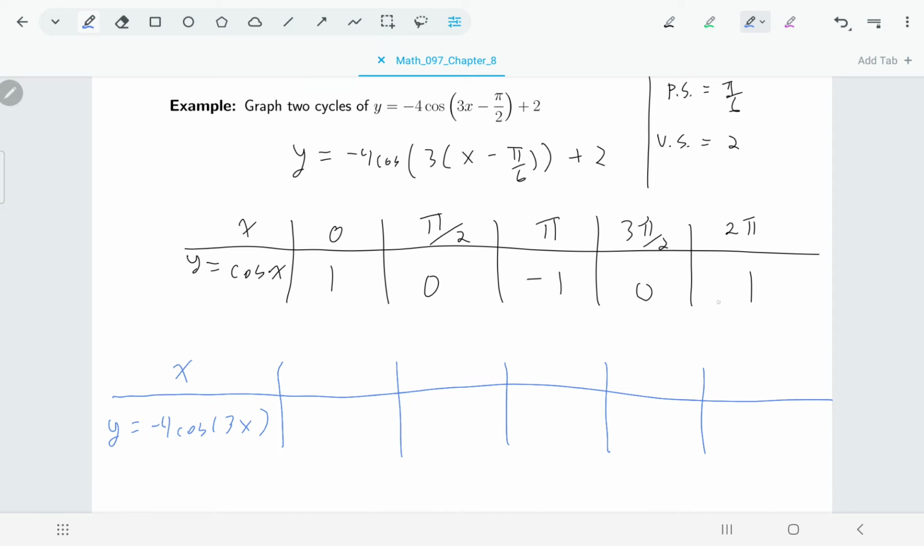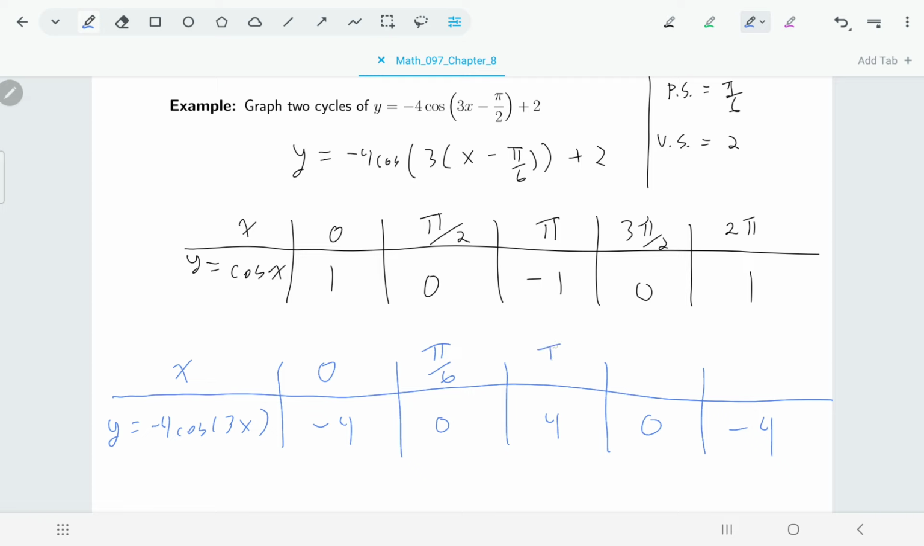So taking all of my y values and multiplying them by -4, I get -4, 0, 4, and -4. And then as far as the x values go, I'm going to be taking all of my x coordinates and dividing them all by 3, which is the same thing as multiplying them by 1/3. So 0 times 1/3, pi over 2 times 1/3 is pi over 6.